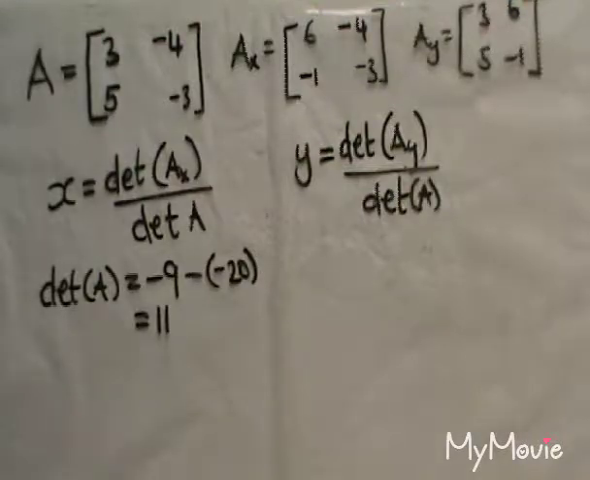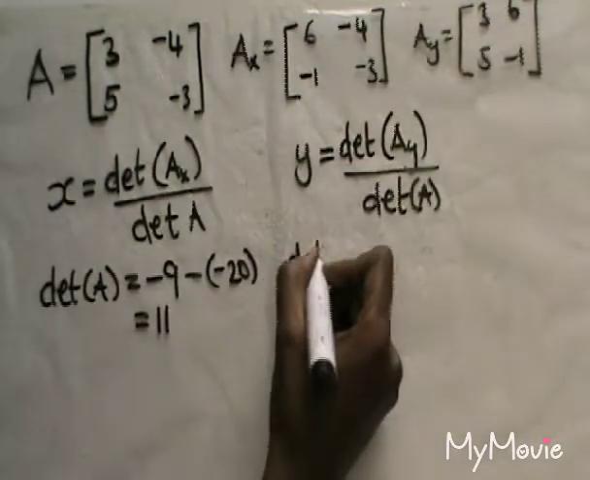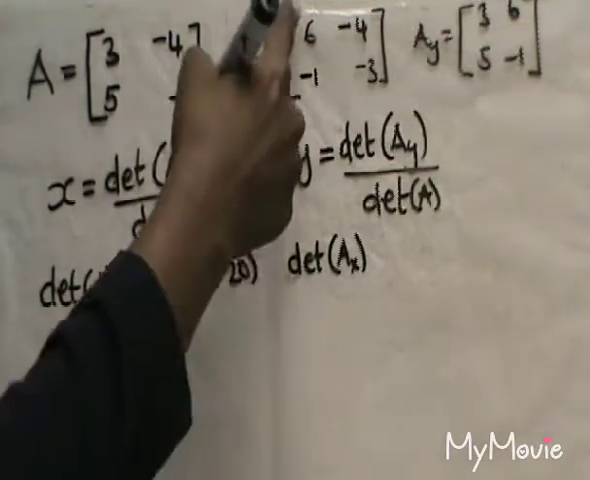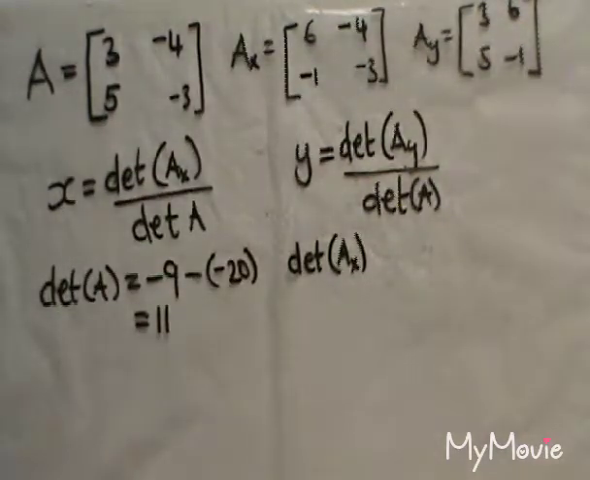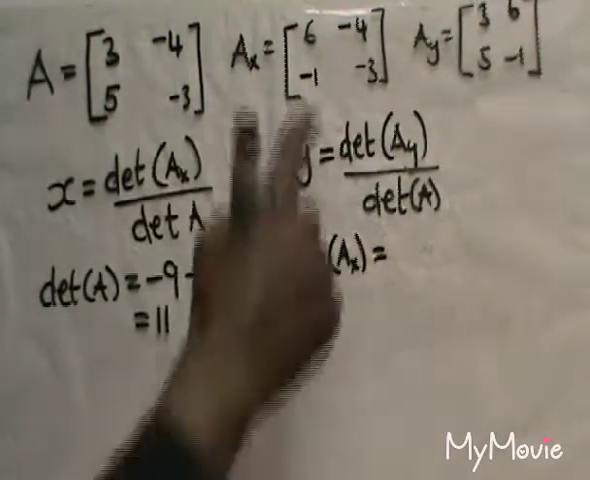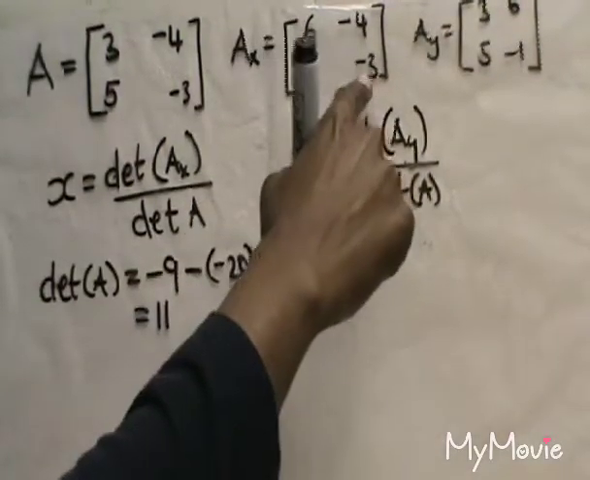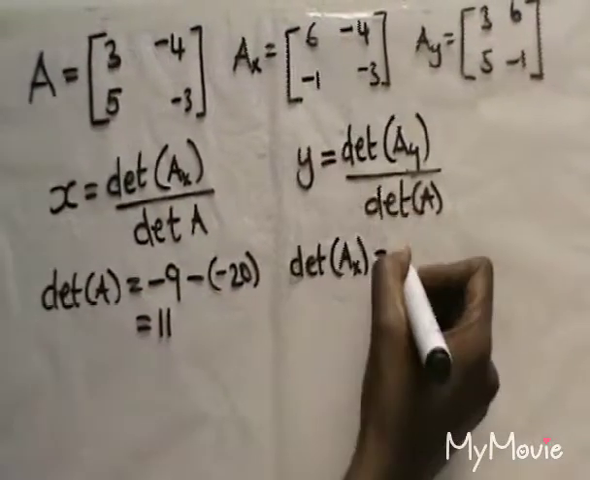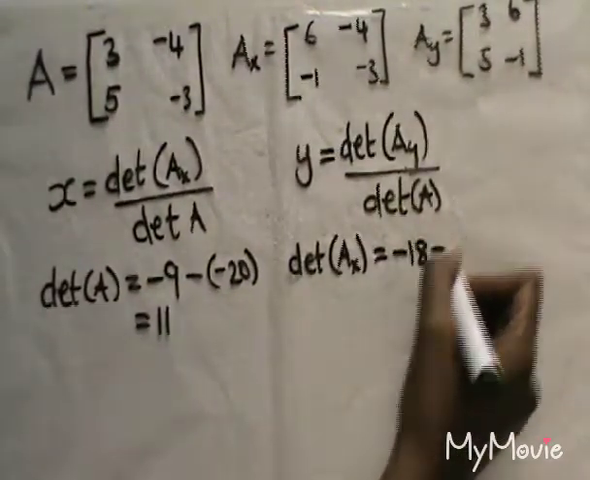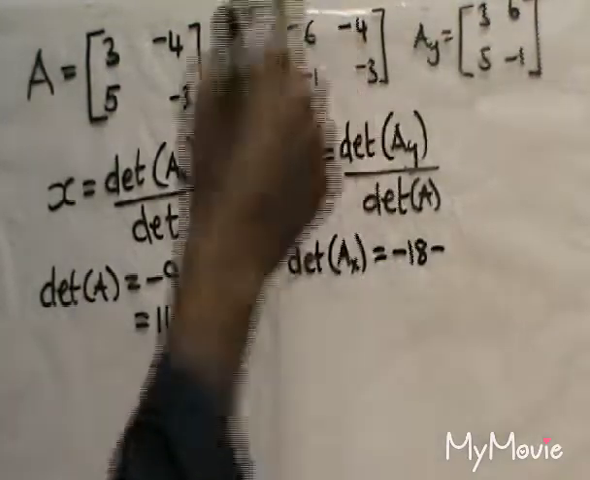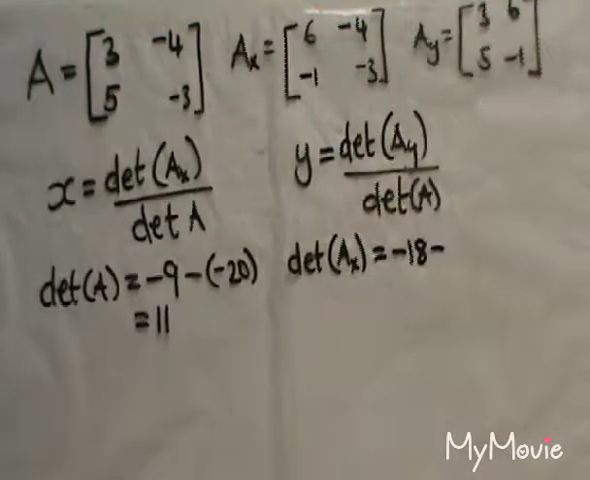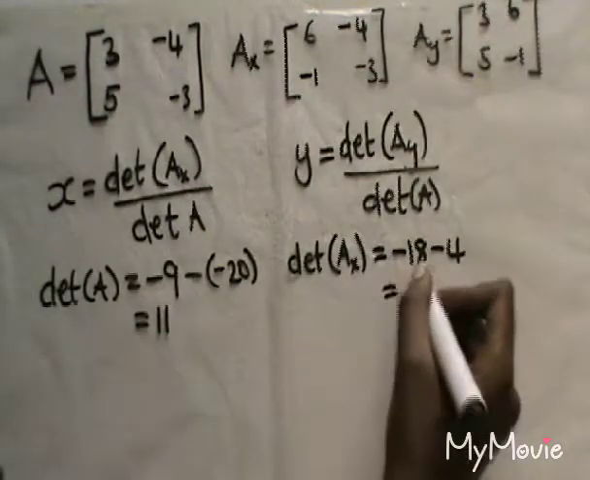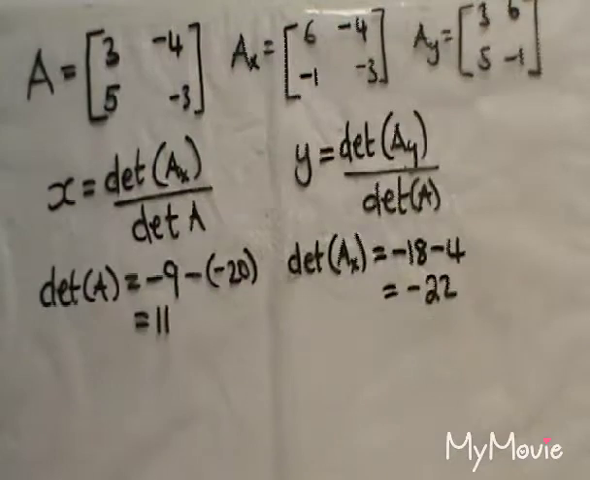Okay, so in the same way, we can work out the determinant of matrix A sub x. That means we've interchanged the x coefficients with our solution, and this again is the product on the major diagonal. Remember, major is top left to bottom right. So this is minus 18 minus negative 1 times negative 4 is positive 4. So I get minus 4, and this should be equal to negative 22.